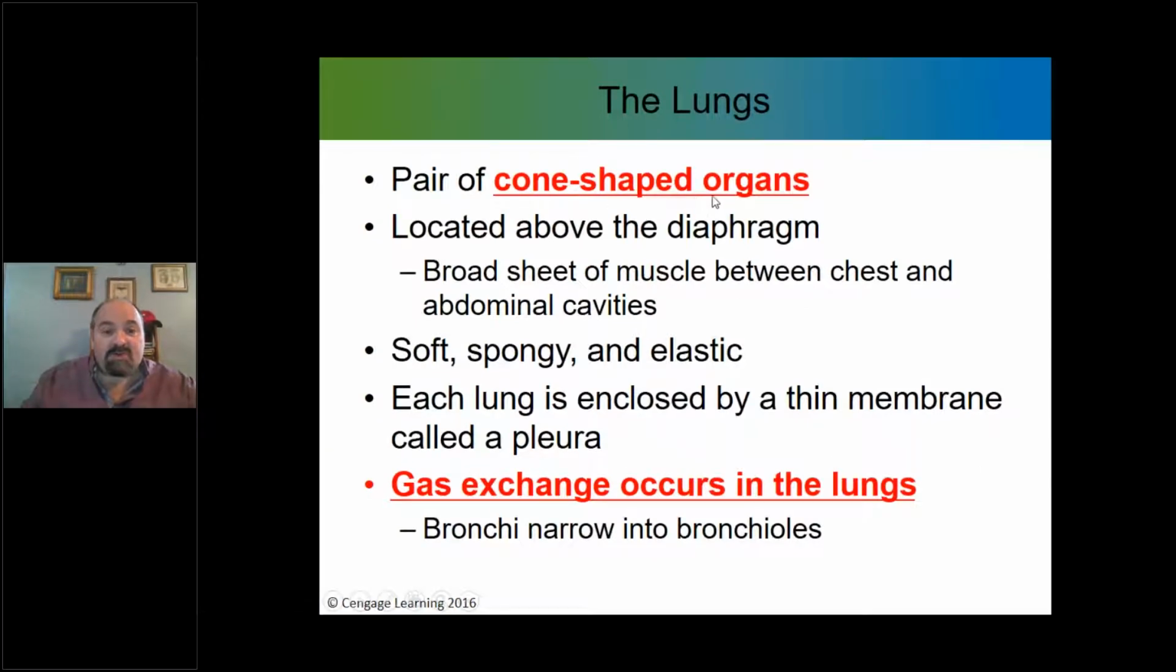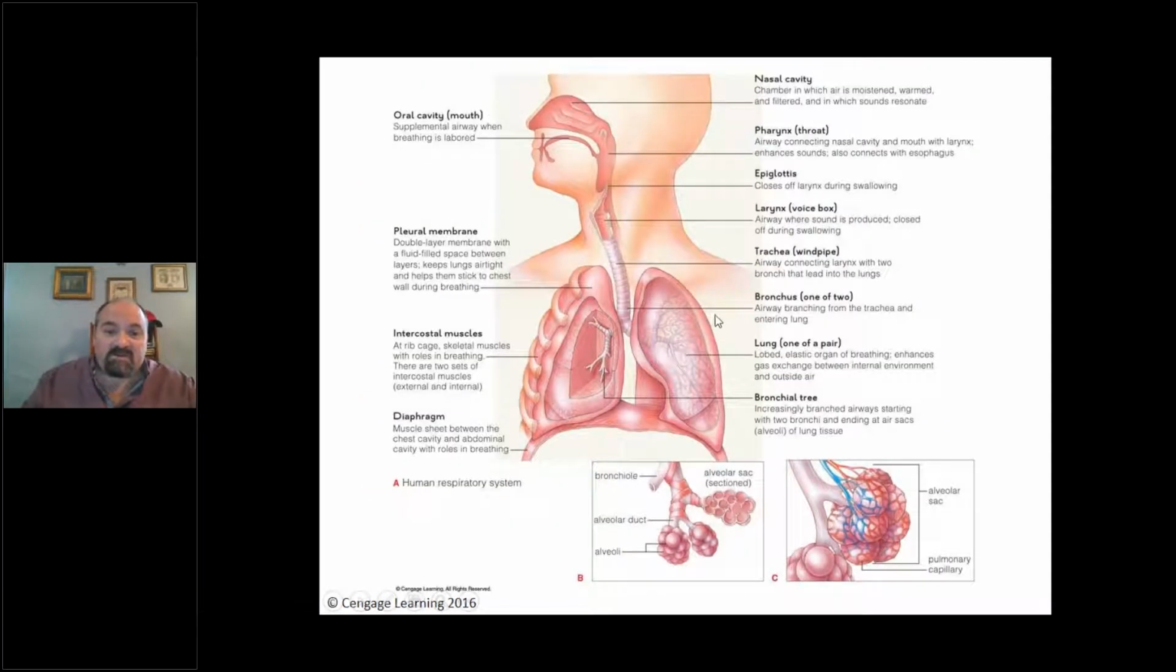Now, the lungs are cone-shaped organs, so look at this for a moment. In comparison, the heart would rest right in through here, and you'll see that the lungs have a peak that is superiorward, and at the base it's wide, inferiorward. So narrow at the top, the superior aspect, wider at the base, at the inferior aspect.